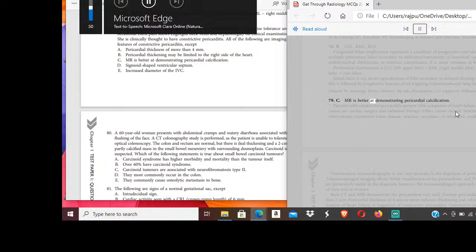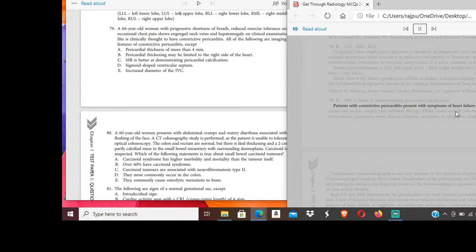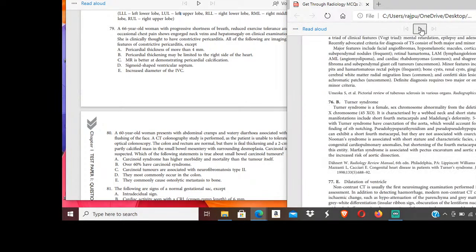79. C. MR is better at demonstrating pericardial calcification. Patients with constrictive pericarditis present with symptoms of heart failure. The most frequent causes are cardiac surgery and radiation therapy. Other causes include infection, viral or tuberculous, connective tissue disease, uremia, neoplasm, or idiopathic condition. Chapter 2. Test paper 1, answer.